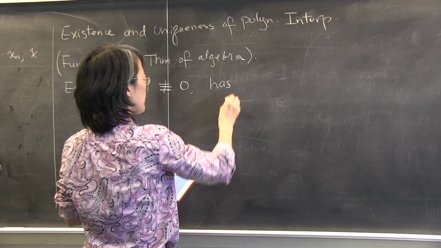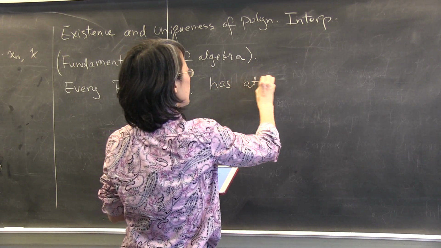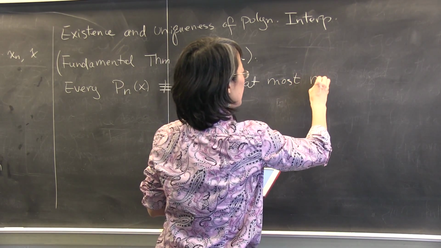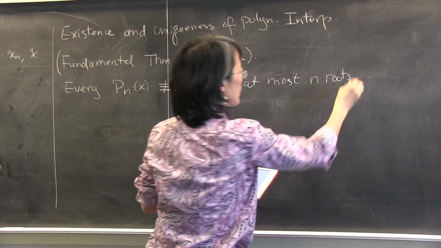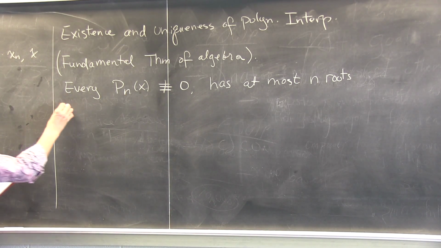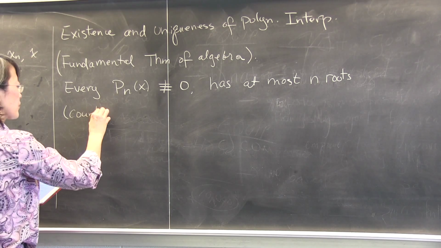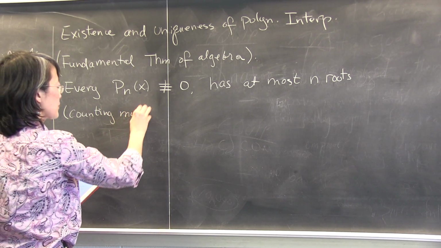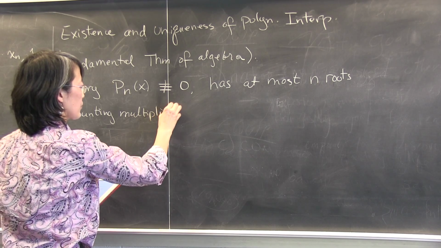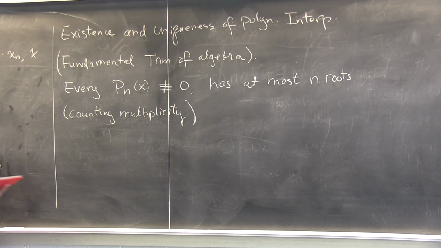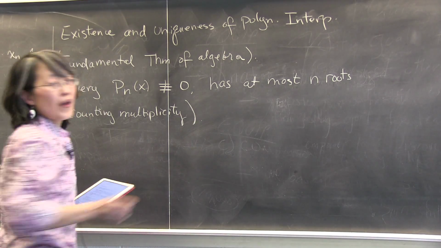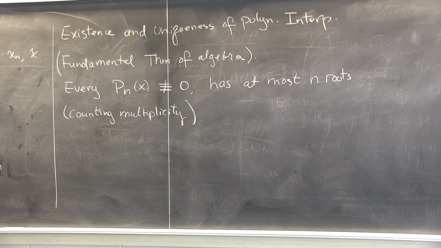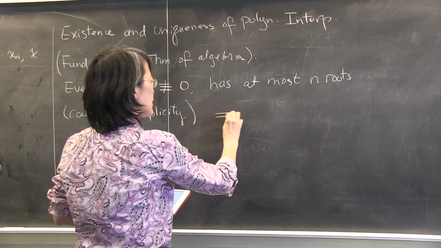And then every polynomial like that has at most n roots. When I'm talking about n roots, I'm counting multiplicity. Meaning, if it's a double root, it's counted twice. If it's a triple root, it's counted 3 times. The root could be real or complex. It doesn't matter, we count them. So as a consequence of this theorem, this implies immediately the following.